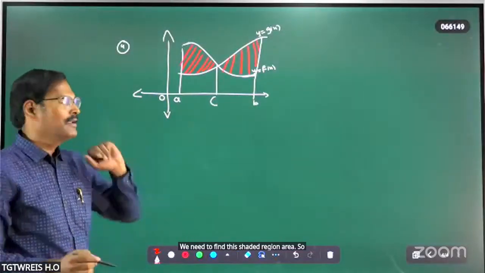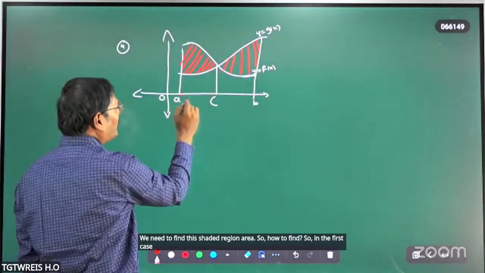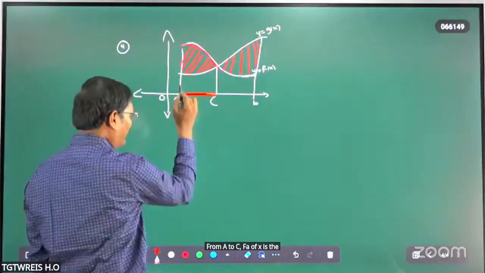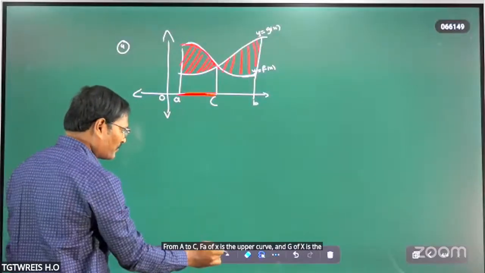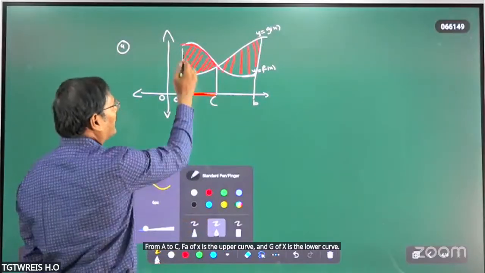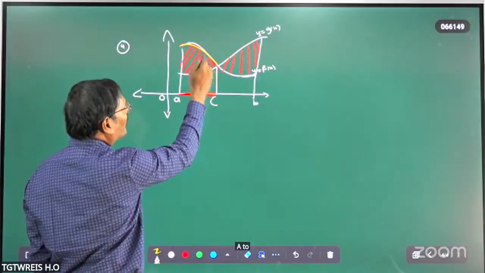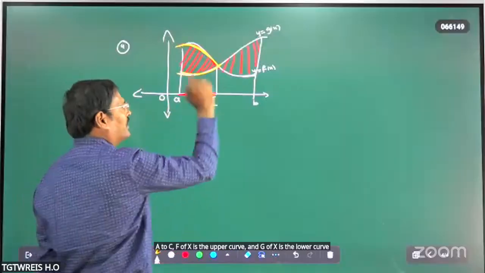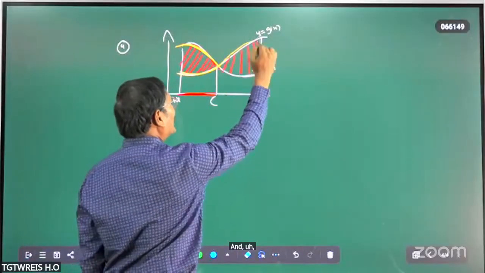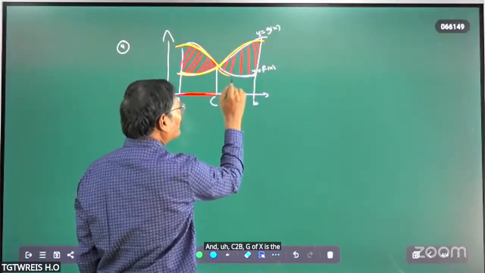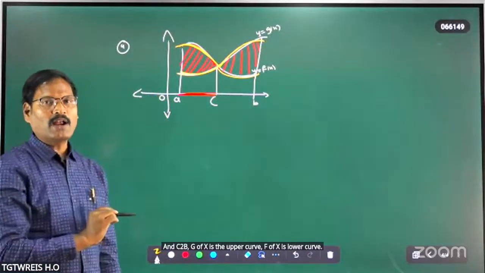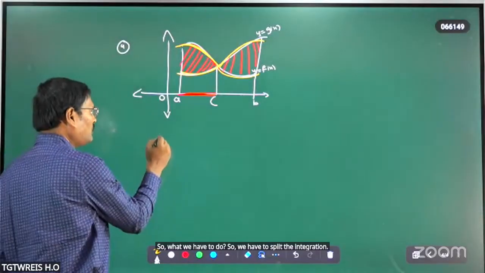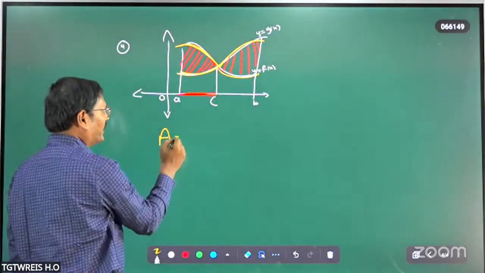So how to find it? In the first case, from A to C, f of x is the upper curve and g of x is the lower curve. And from C to B, g of x is the upper curve and f of x is the lower curve. So what we have to do? We have to split the integration.